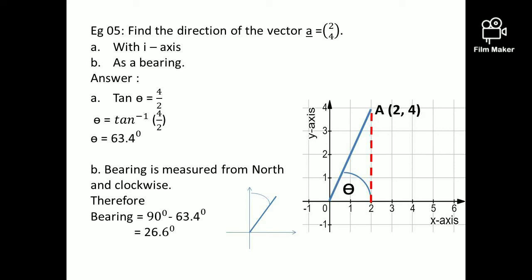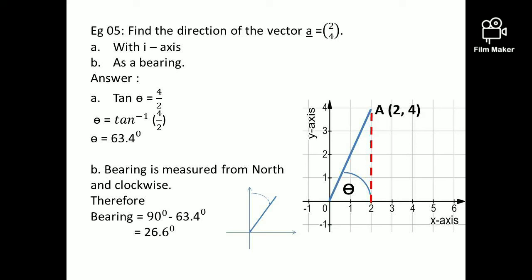Then the next one, bearing. As a bearing, what you need to do is to measure the angle from north clockwise. That means according to this diagram, from the y-axis clockwise. Therefore, you can work out the bearing figure as 90 minus 63.4.